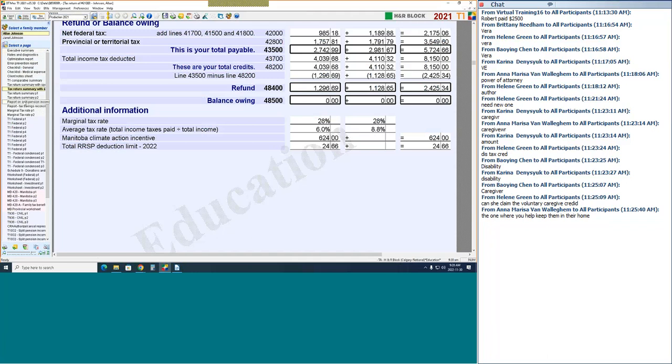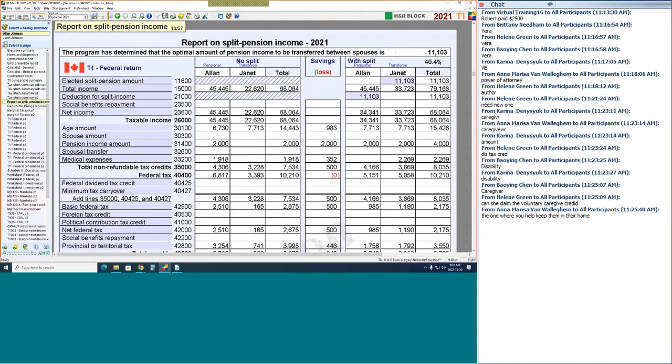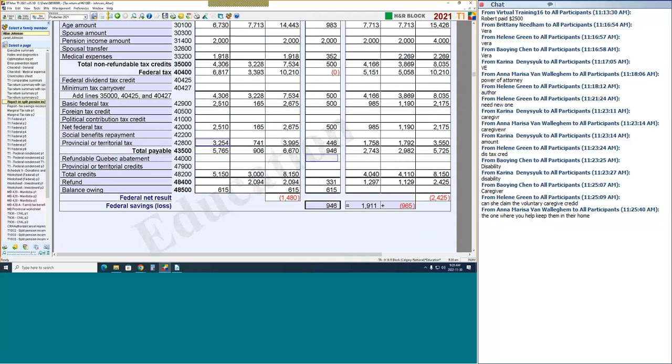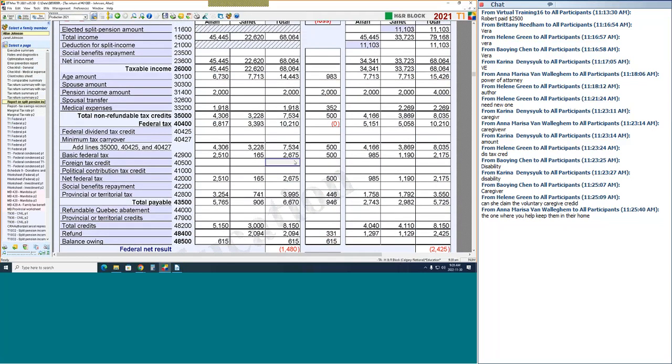Well, I have a very handy report. Report on split pension. I go to the report on split pension. How much are they saving? $946. Great. And then if your client says, how exactly does that work? Some clients want to know details. If they want to know details, be prepared to show them.